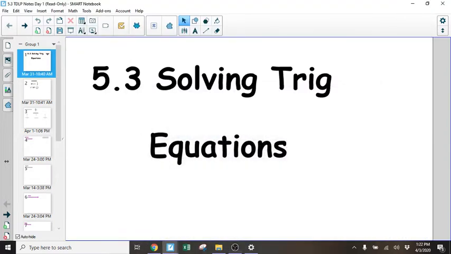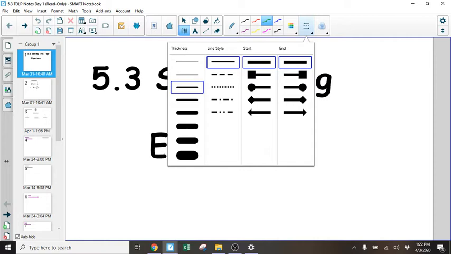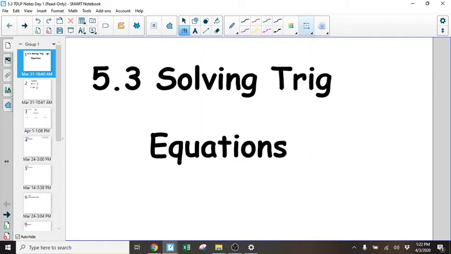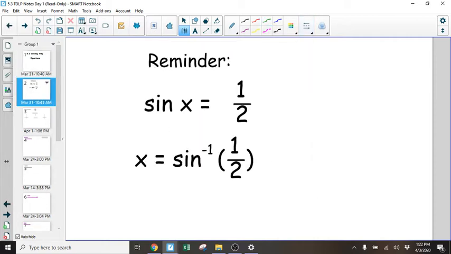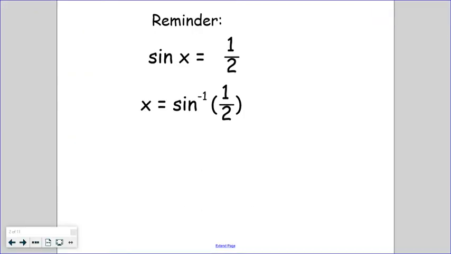All right, in section 5.3, we're going to be talking about solving trig equations. So a couple of reminders as we get started here. First reminder is when we're solving a trig equation, remember what we're trying to do is find the angle x that when we take the sine of it, we get an answer of 1/2.